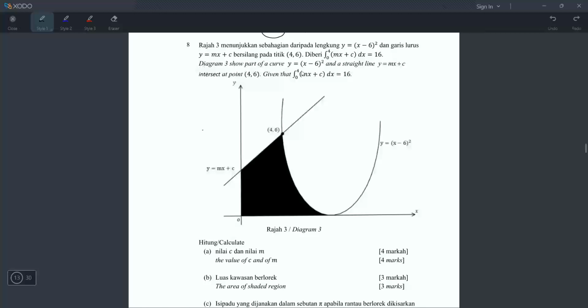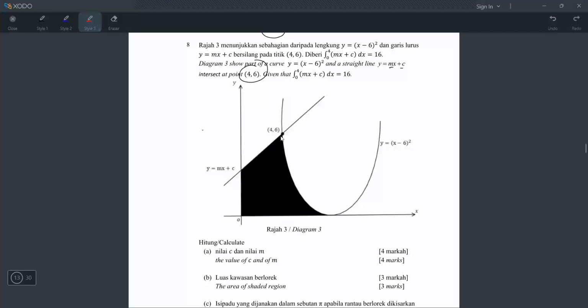Diagram 3 shows part of the curve y equals (x minus 6) squared and a straight line y equals mx plus c that intersect at (4, 6). Let's check. y equals (x minus 6) squared, this is the curve equation. And then the straight line y equals mx plus c, this is the straight line equation. But the straight line equation is not complete, right? Because they never give us the m and c. And they say that this curve and this line intersect at (4, 6), which is here.